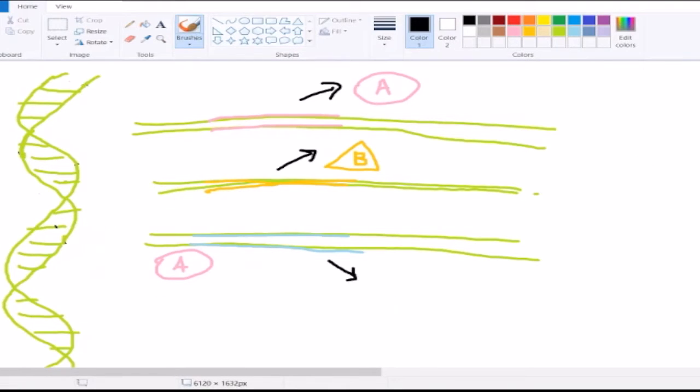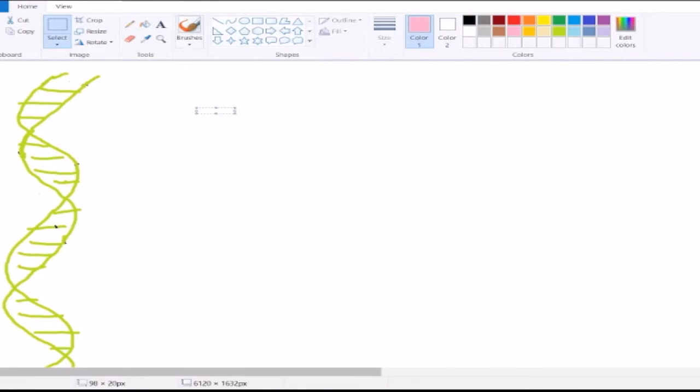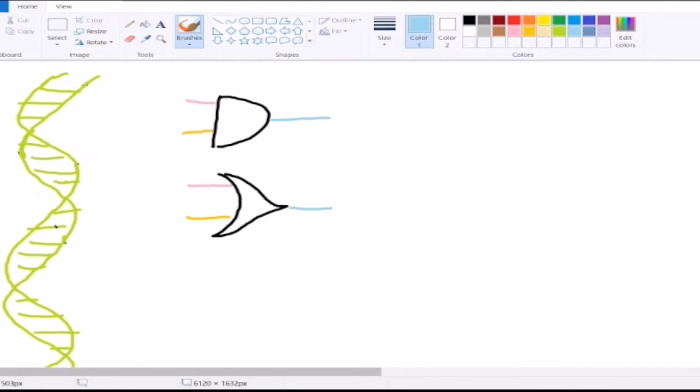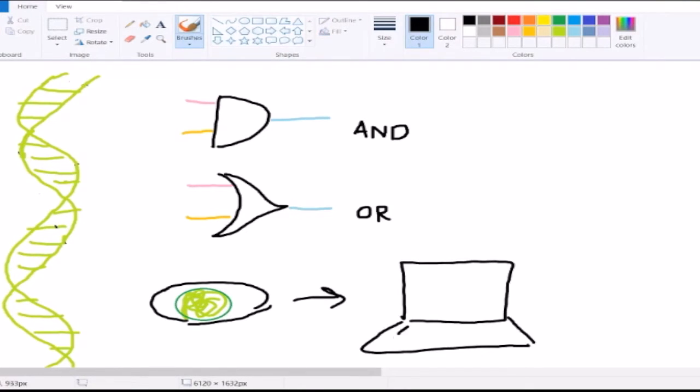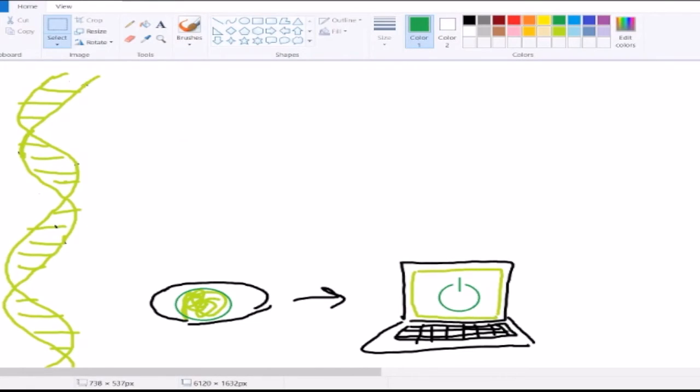Scientists can also build OR gates, where the third gene is transcribed even if only one of the earlier proteins was produced. Using simple gates like AND and OR, the logical building blocks for complicated computations, is a huge step towards being able to program cells like computers, which would have countless applications in fields like medicine, materials science, and environmental science.